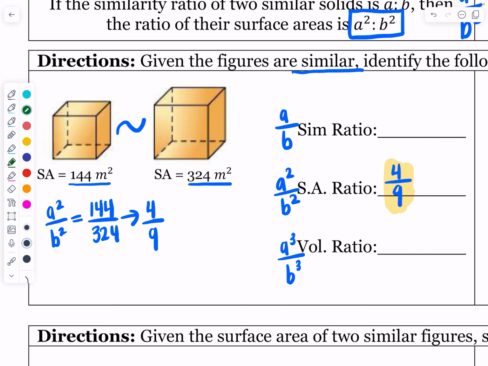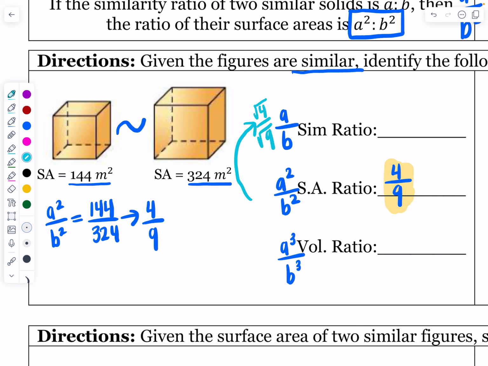If I want to get my similarity ratio, that's going to go from A squared to B squared. And whenever you want to go from A squared to B squared, what you are going to be doing is taking the square root. The inverse of squaring something is taking the square root. So that's going to be the square root of 4 over the square root of 9.